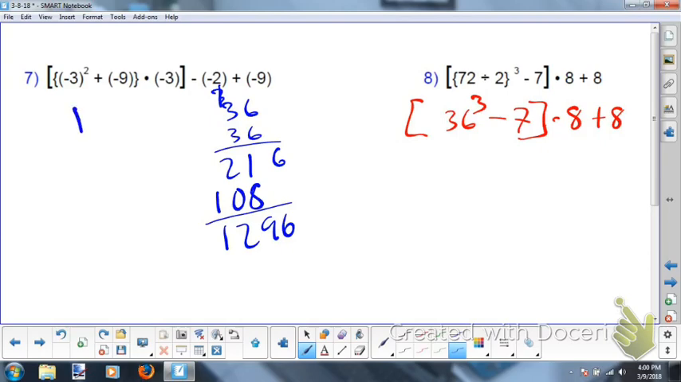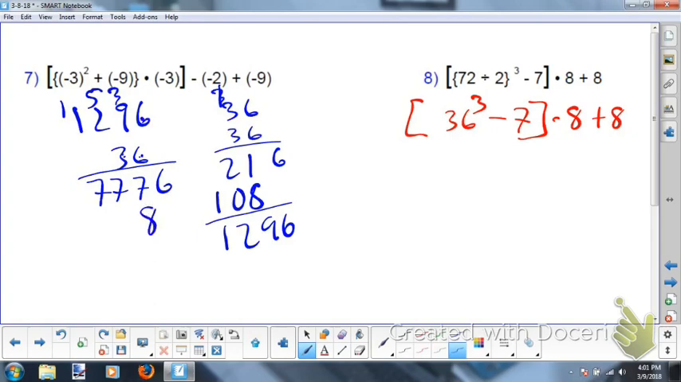But 1296 still has to be multiplied by 36. So 6 times 6 is 36. 3, 54 plus 3 is 57. 5, 6 times 2 is 12 plus 5 is 17. 1, 6 times 1 is 6 plus 1 is 7. 7, 7, 6. Now I got to go through and do the 3.